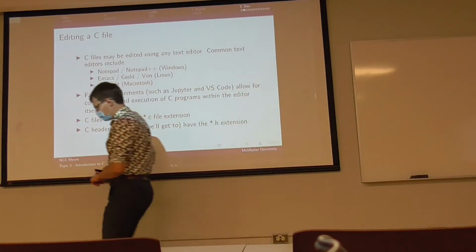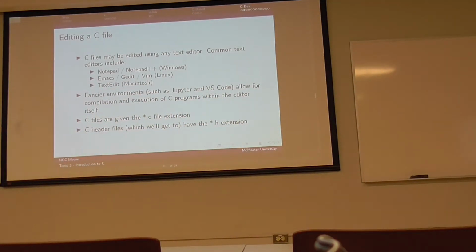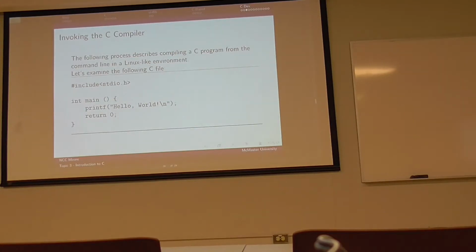.o is a precompiled output file. Again, we'll get into those. And .a is an archive file. Over the course of this course, we'll learn all about them.